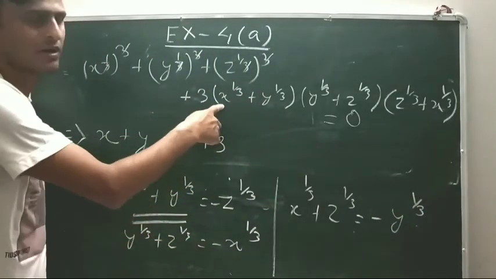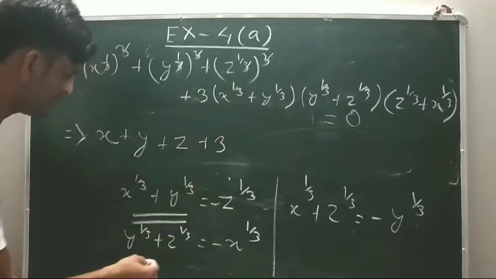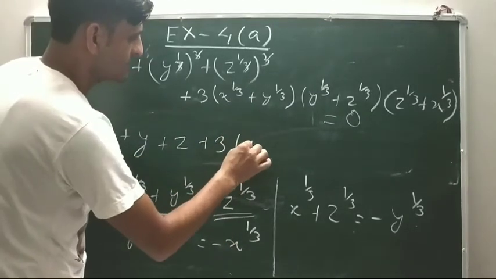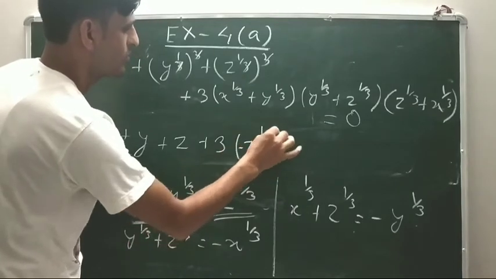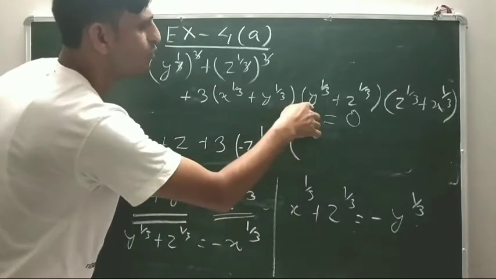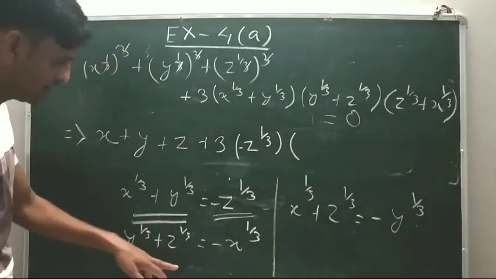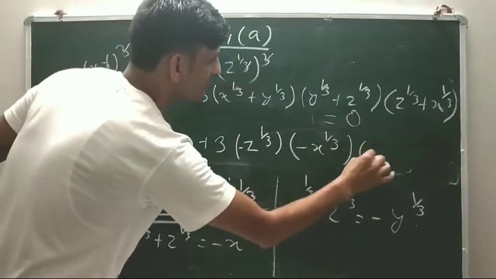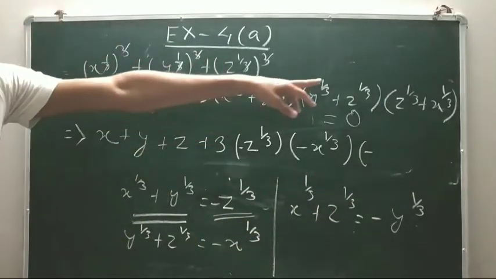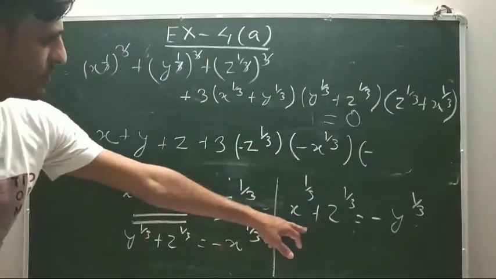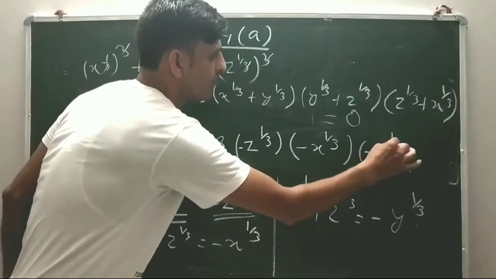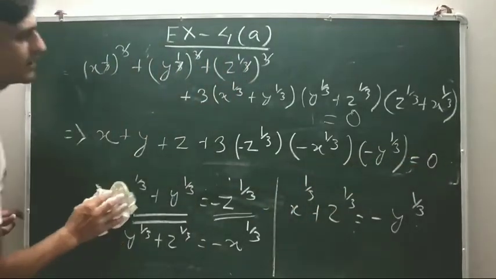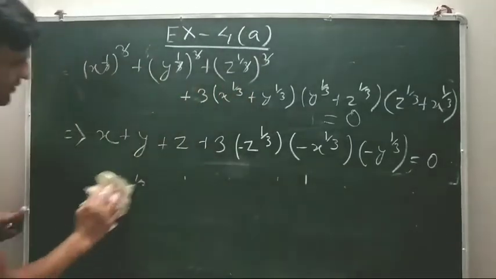See, x^(1/3) + y^(1/3) means minus z^(1/3). Again, y^(1/3) + z^(1/3) we can write as minus x^(1/3). And here also minus, z and x means y^(1/3), equal to 0. Now let's see how we will proceed.